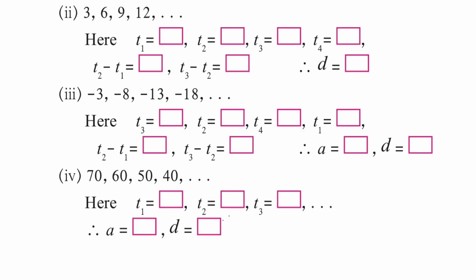Let us go to the next question. The sequence given to us is 3, 6, 9, 12. जो sequence है वो है 3, 6, 9 and 12. First term is 3, second term is 6, third term is 9 and fourth term is 12. Now here we have to find the difference between the first and the second term. Okay, so 6 minus 3 is 3. We have to find the difference between the second and the third term. Okay, so 9 minus 6 is also 3.